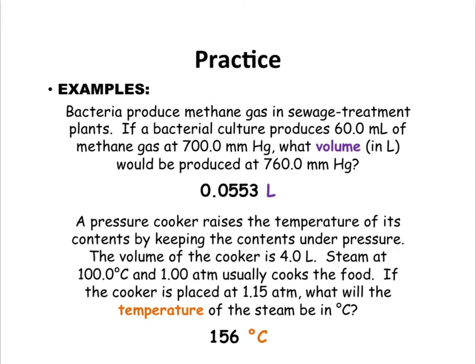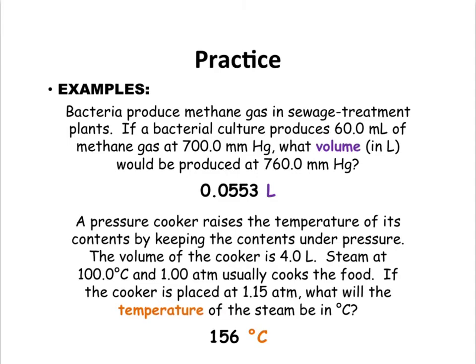So I have to figure out which law I am using here. Well, I can see that I have volume of a gas at a specific pressure. And then I'm looking for the new volume at a new pressure. So pressure and volume are the only two things involved here. Therefore, by definition, that's Boyle's law. So I have to use P1V1 equals P2V2.